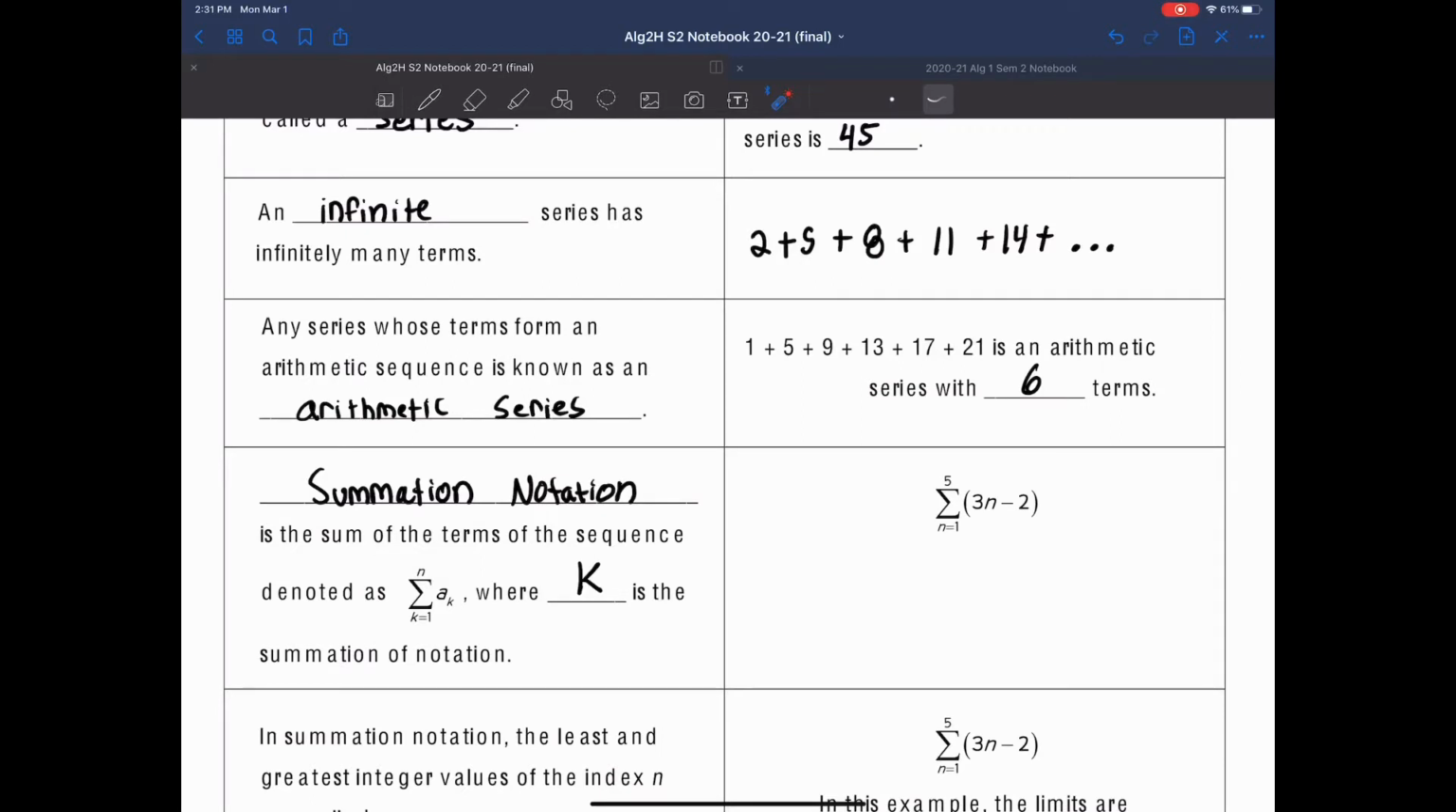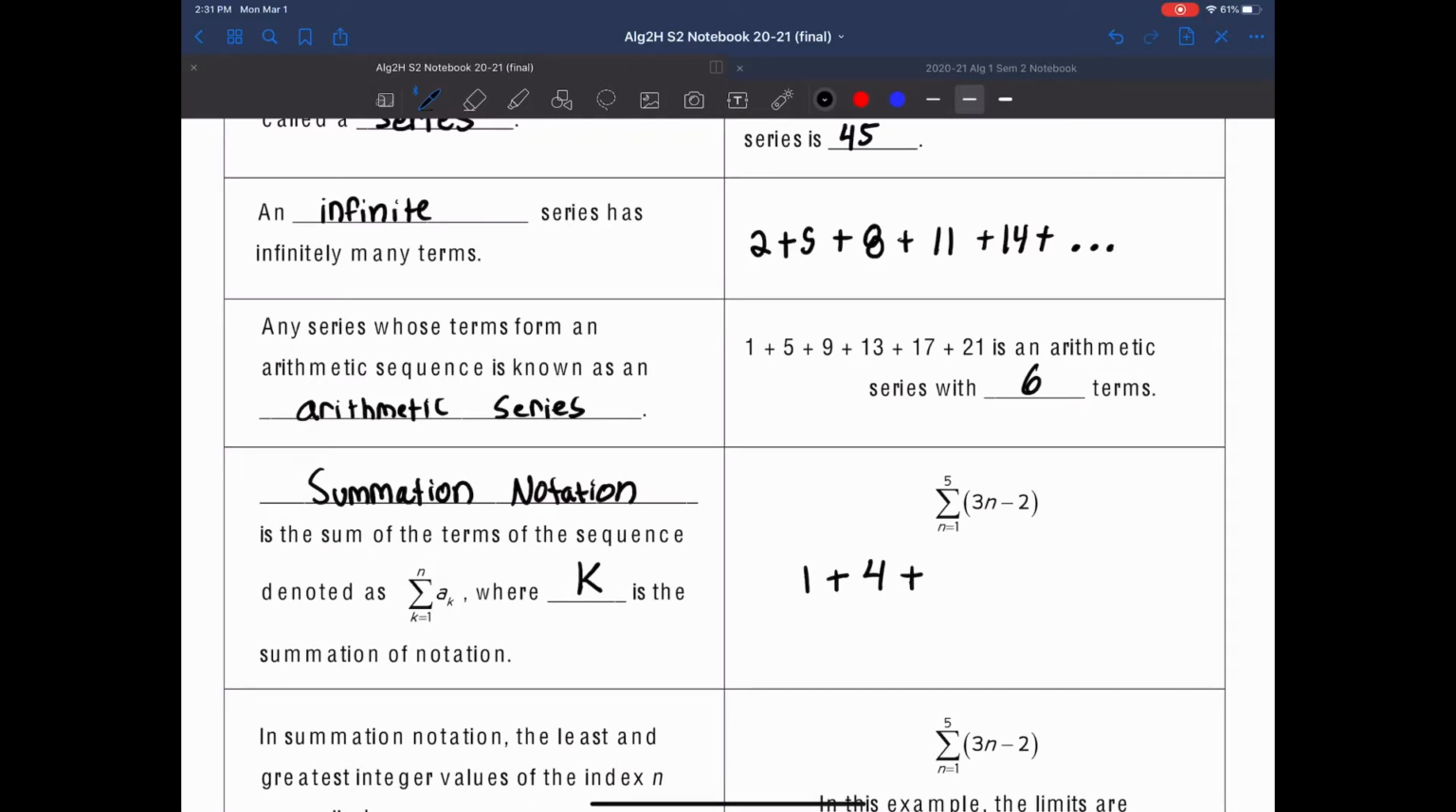So let's start with n equals 1. If I plug 1 in for n, I get 3 times 1 minus 2. The first term of the sequence is 1. And I'm adding that to when n equals 2. So now let's plug in n equals 2. I get 3 times 2 is 6. 6 minus 2 is 4. The next term of the sequence is 4.